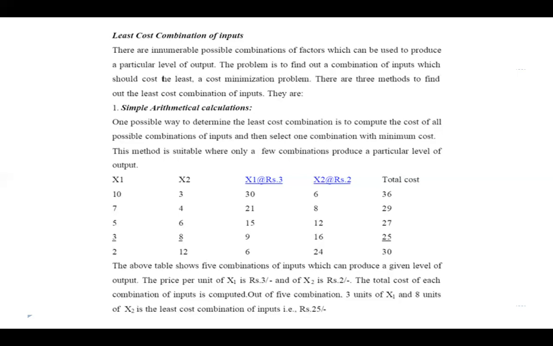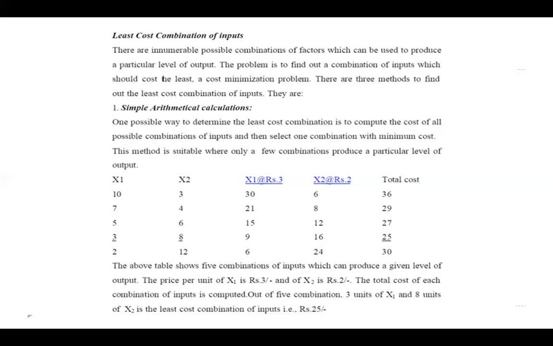Here is one example with x1 and x2 inputs, and quantities are given. The price of x1 input is rupees 3 and the price of x2 input is rupees 2. How do you estimate the cost of x1 input? You multiply the price of x1 input, 3, by the column of x1 input quantities. So 10 multiplied by 3 is 30, then 21, 15, 9, 6. You write these figures in this column. So this is the cost of x1 input.